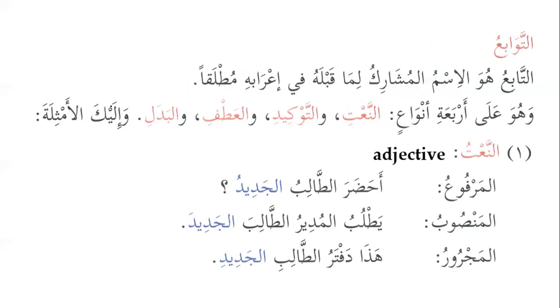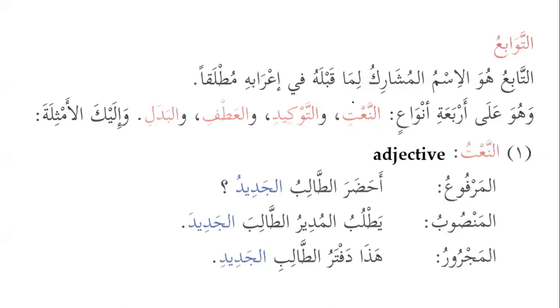At-tawabi'u. At-tawabi'u is basically tabi'a, yatba'u, tab'an, fahuwa tabi'un. So the one who follows, to follow. There is a verse in Surah Al-Baqarah, man tabi'a hudaya, fala khawfun alayhim, wala hum yahzanun. Whoever follows my guidance, he will never have grief and he will never go astray. So tabi'un is ismul fa'il, and the plural of tabi'un is tawabi'u, on the pattern of mafa'ilu. So the one that follows something or someone, that is called at-tawabi'u.